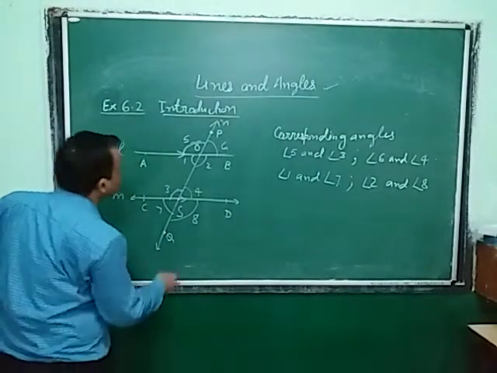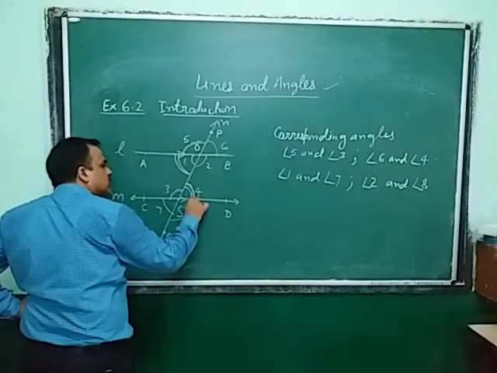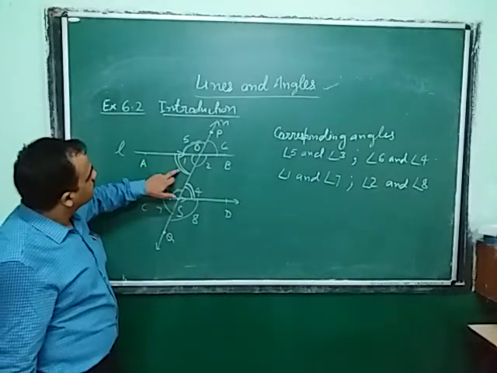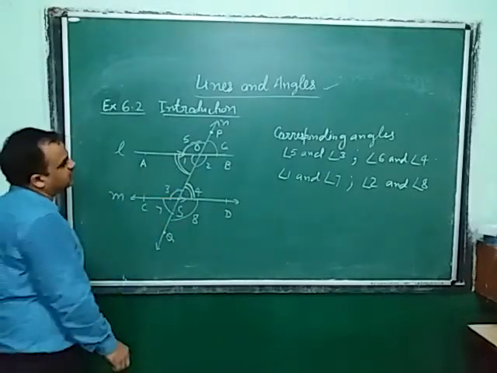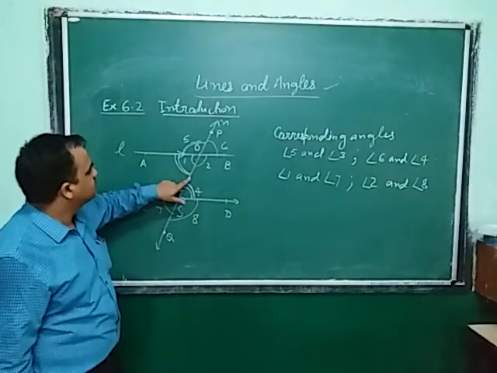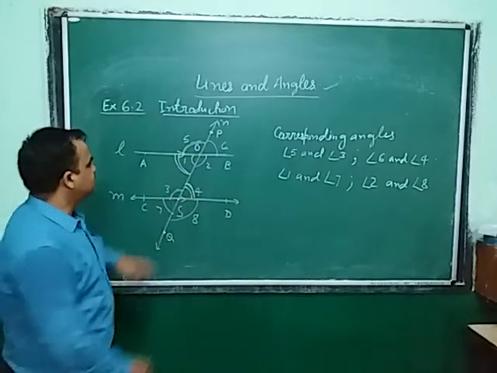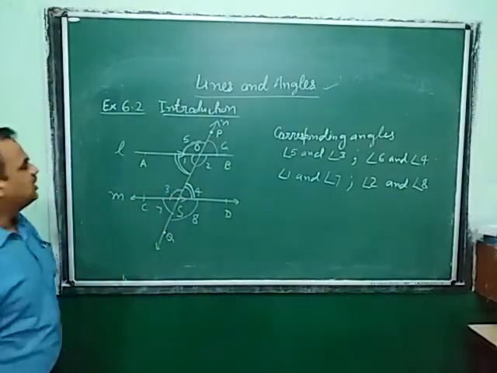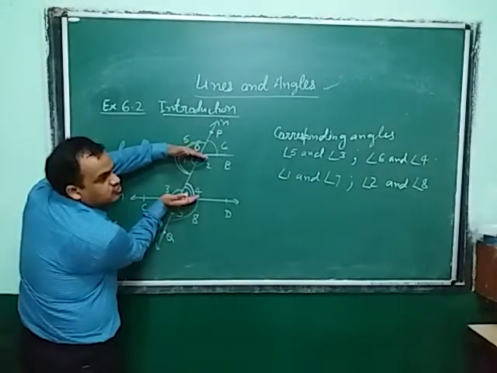Now, what about angle 1 and angle 4? These two angles are said to be alternate interior angles. Why are they said to be alternate? Because they are lying on either side of this transversal. See, this one is on this side, and the second one is on the other side. That's why we are using the term alternate. And why are we using interior? Because they are between these two parallels.